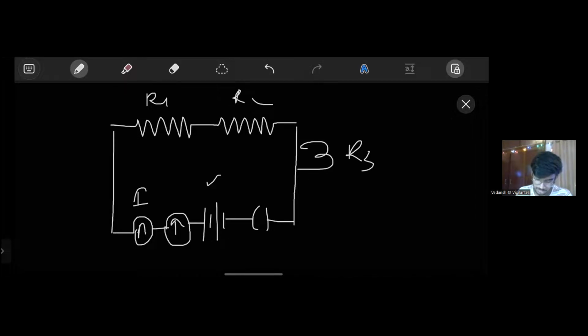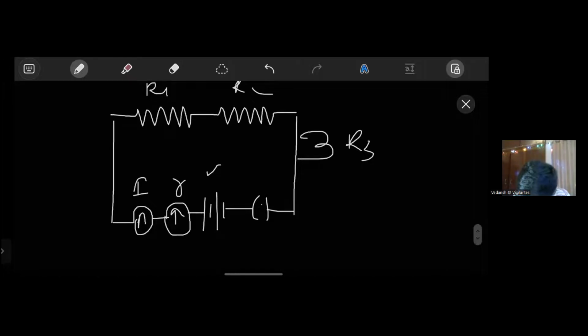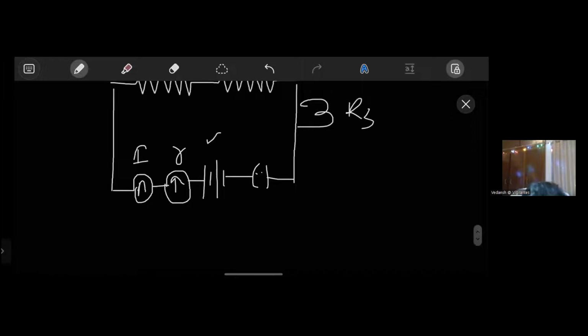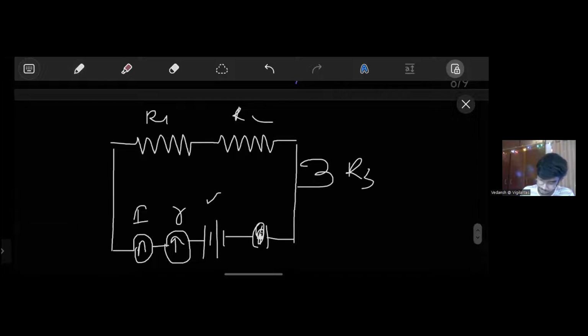Then there is a galvanometer. Now, this is currently in an off stage. What would happen if I turn on this particular circuit? I turned on this particular circuit. Okay. Upon turning on this circuit, I see that current flows through. Let us say 2 amperes of current flow. The reading shows 2 amperes.